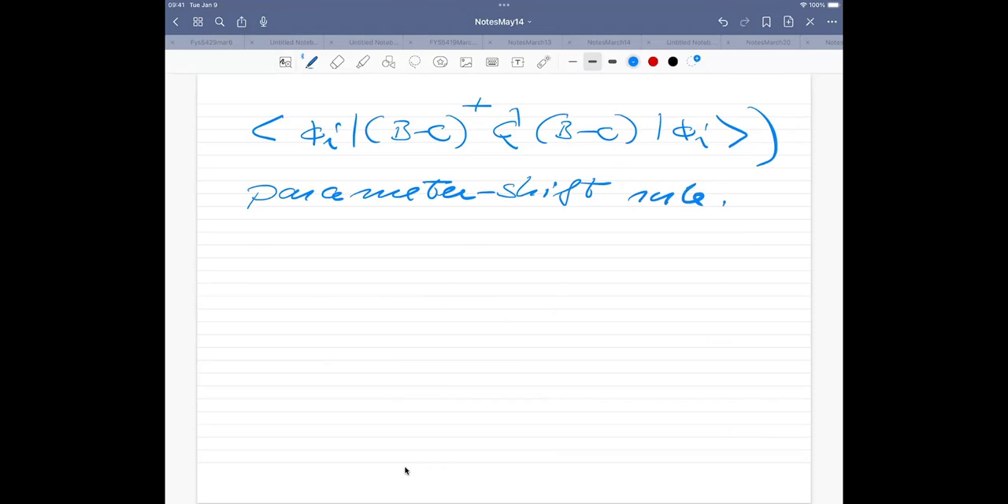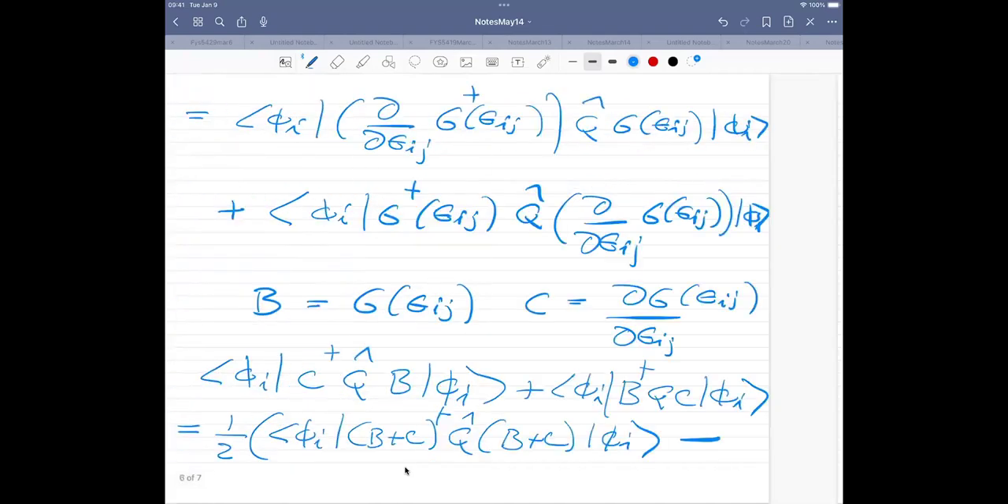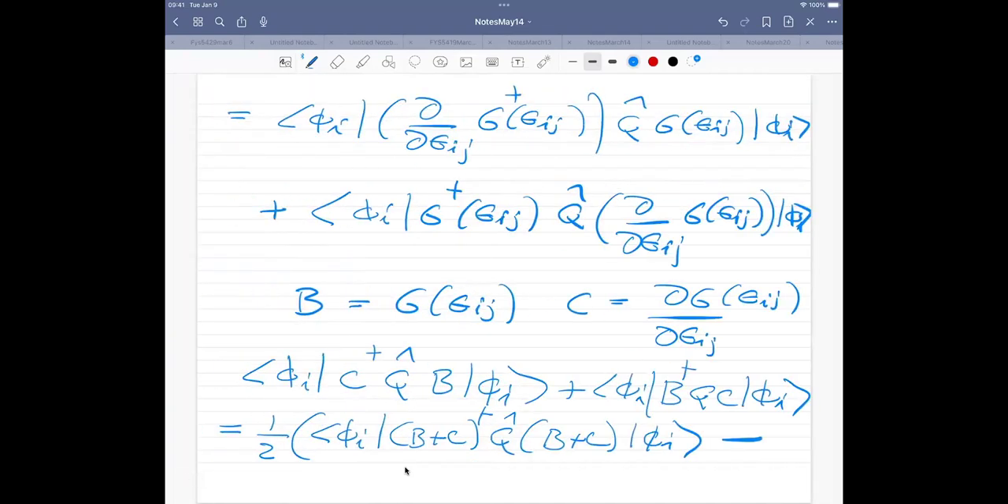So let's just remind ourselves of that. I'm not going to rederive it because we did that in the derivation of the derivative of the expectation value of the Hamiltonian in the VQE calculation. You see this becomes quite complicated, because if we have hundreds of such angles, we need to calculate hundreds of such derivatives.